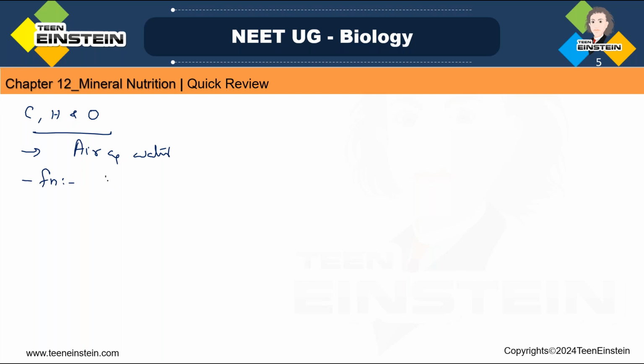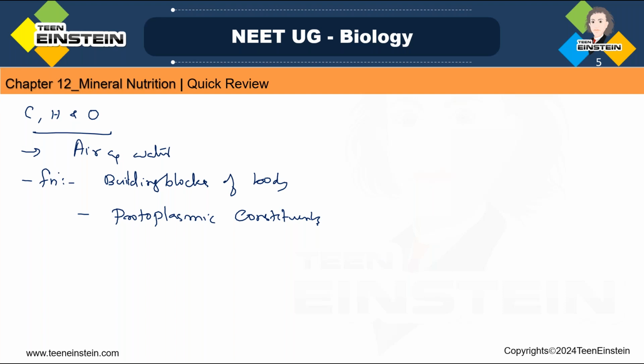And what are the functions of carbon, hydrogen, and oxygen? Functions, we can write down: they are the building blocks of body, right? And they are the protoplasmic constituents. Then here we are saying about hydrogen, and the role of hydrogen, we can say the H plus ion concentration governs the pH, right? Based on the H plus ion concentration, we are saying the pH. And oxygen is the terminal electron acceptor in respiration.